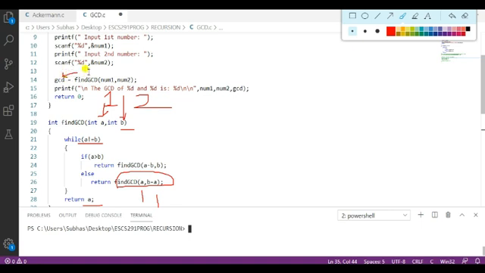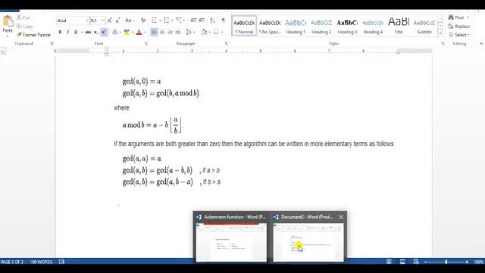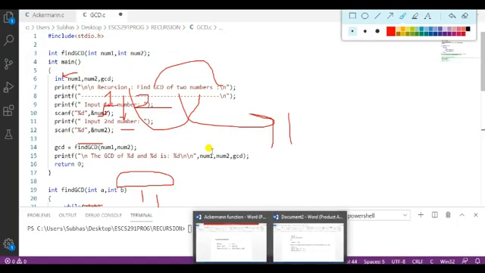So now GCD equals 1, and then the printf statement: GCD of two numbers, the first number is num1 and the second number is num2, and the final GCD value of the two numbers will be printed. So here 1 will be printed. You can also take any other number. Take a bigger example, for example, 48.